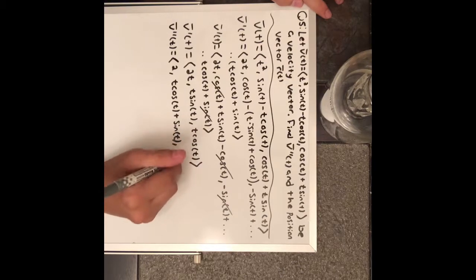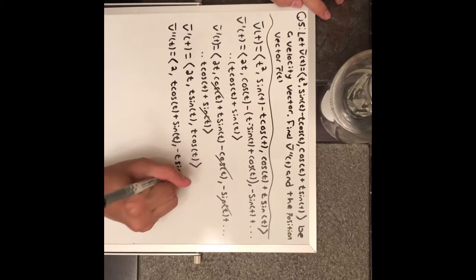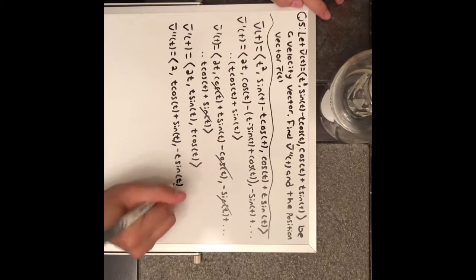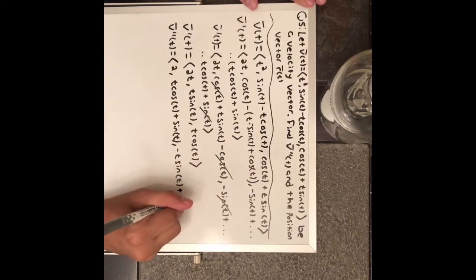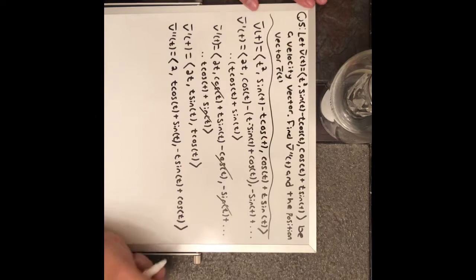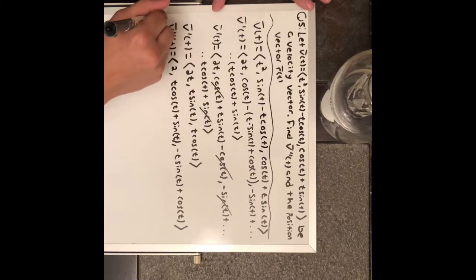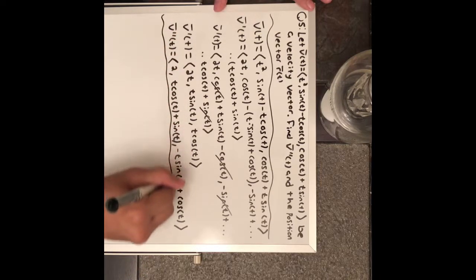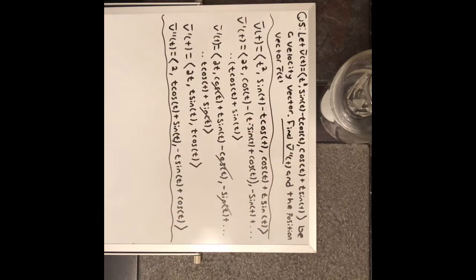Do the same thing for the following one. We'll get negative t sine t plus the derivative of the first, which is 1. So we're left with just cosine t. And this, ladies and gentlemen, would be your vector v double prime of t. This would be the first part, the first answer of this question.